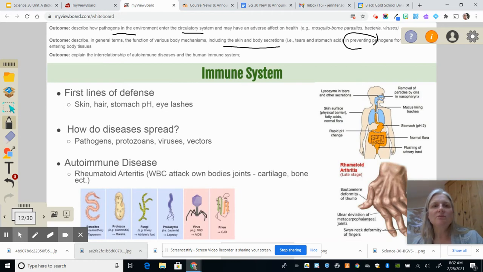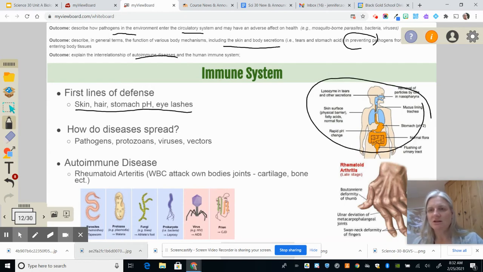And then explain the relationship between autoimmune disease and the human immune system. Okay, first line of defense. So this is where we're talking about skin, hair, stomach pH, eyelashes, all these things we have to keep bacteria and viruses from even getting into our body. There was a great diagram that described a whole bunch of these different first lines of defense.